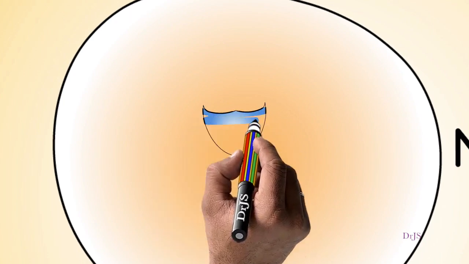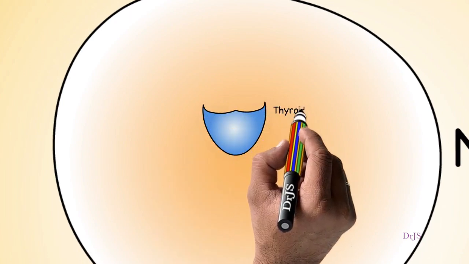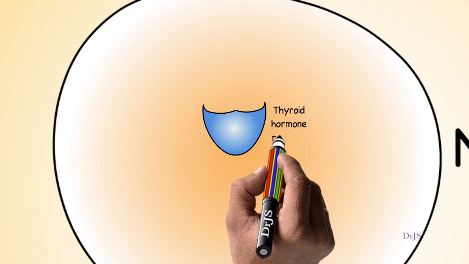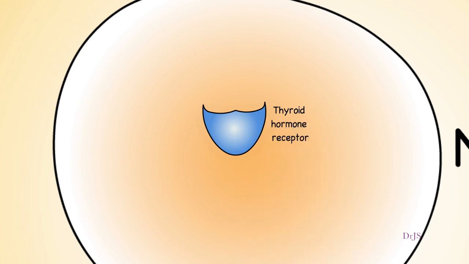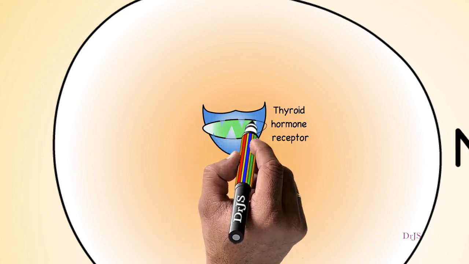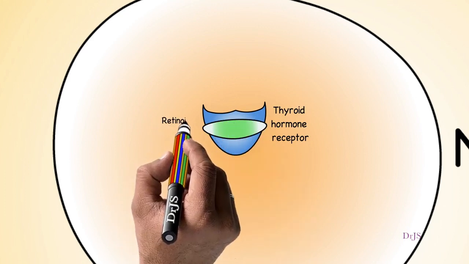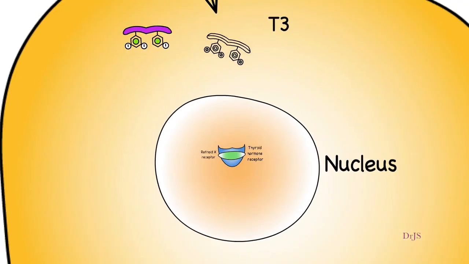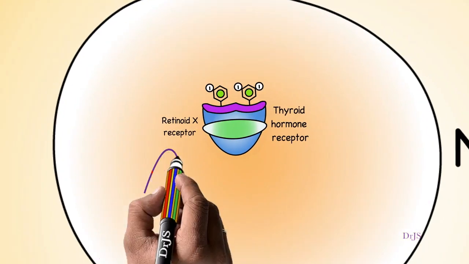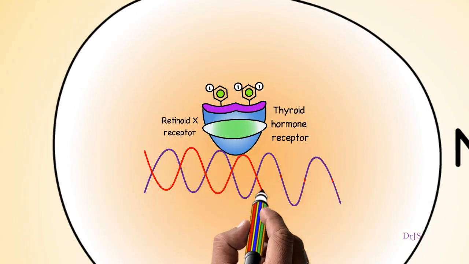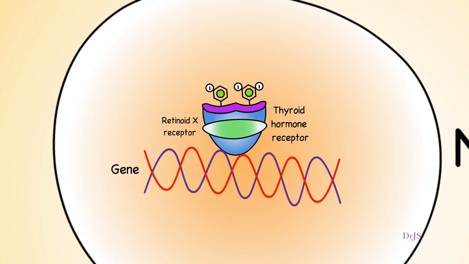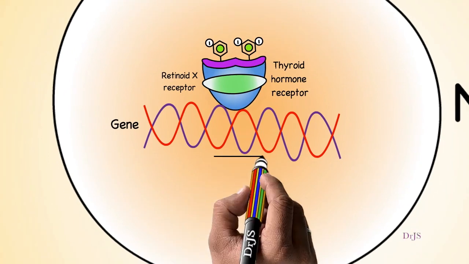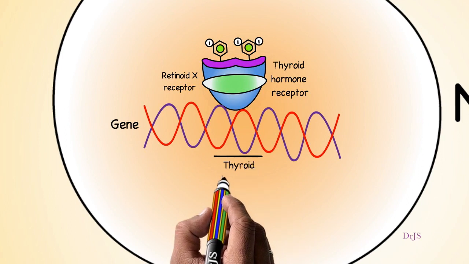There are special types of thyroid hormone receptors present in the nucleus. These receptors have high affinity for T3. The thyroid hormone receptor usually forms a heterodimer with the retinoid X receptor. When T3 is attached to the dimer, it becomes activated and attaches with the DNA. The part of the DNA to which it attaches is called the thyroid hormone response element.